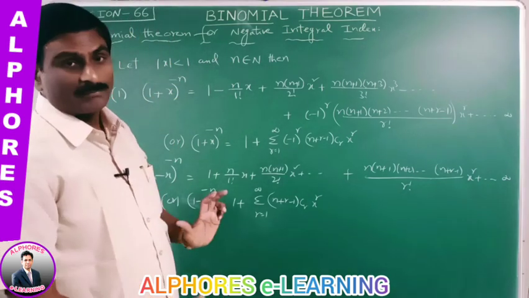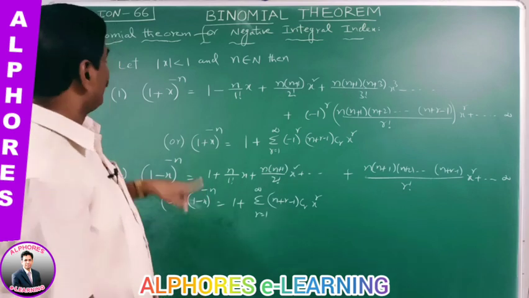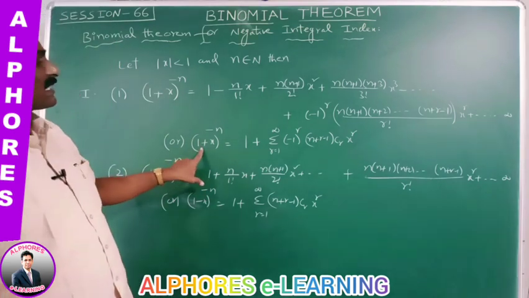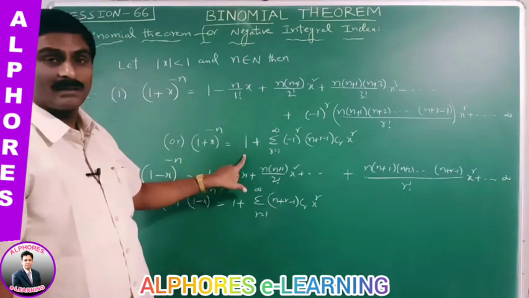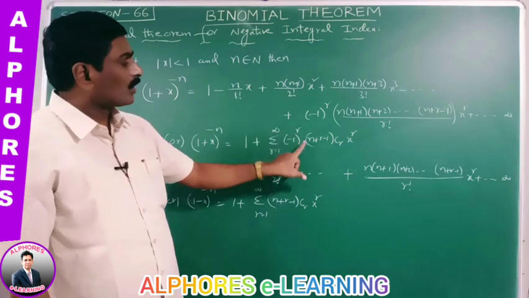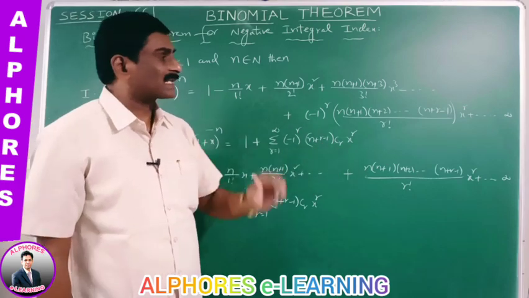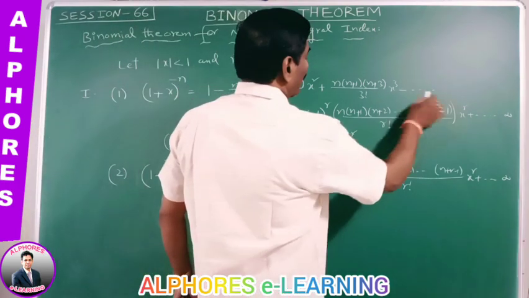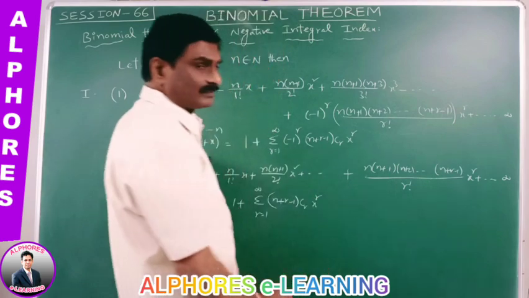It is the formula. Please note this value: (1 plus x) whole power minus n is equal to 1 plus sigma r is equal to 1 to infinity, (minus 1) whole power r into n plus r minus 1 Cr into x power r. This value is nothing but n plus r minus 1 Cr.